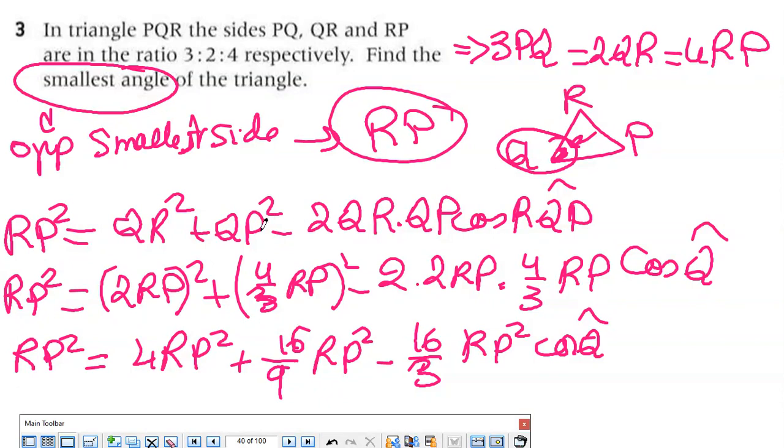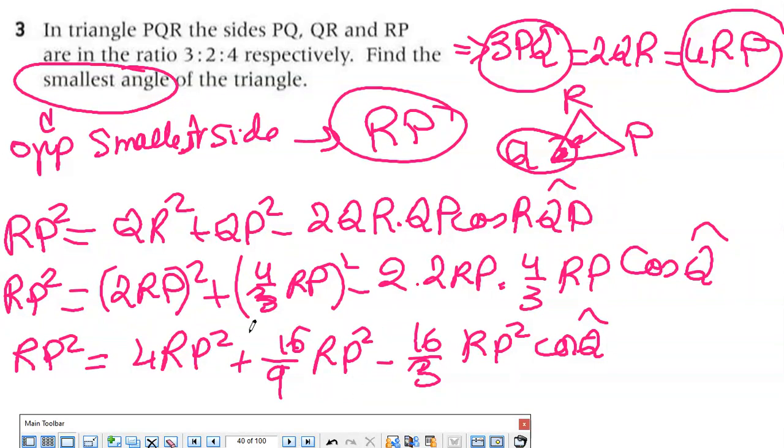By what do I replace QP? If I want to find QP, I will solve here this and this. So QP or PQ is equal to 4RP over 3, and then I just replace. Here I will have RP squared is equal to 4RP squared plus 16 over 9 RP squared minus 2 times 2, 4 times 4 over 3 RP squared cosine Q. Then I need to solve.